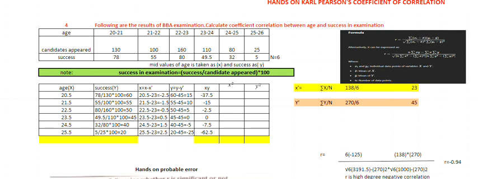Welcome back. Today we are going to discuss Karl Pearson's coefficient of correlation. Already we have discussed that. We are going to continue with the same topic here.